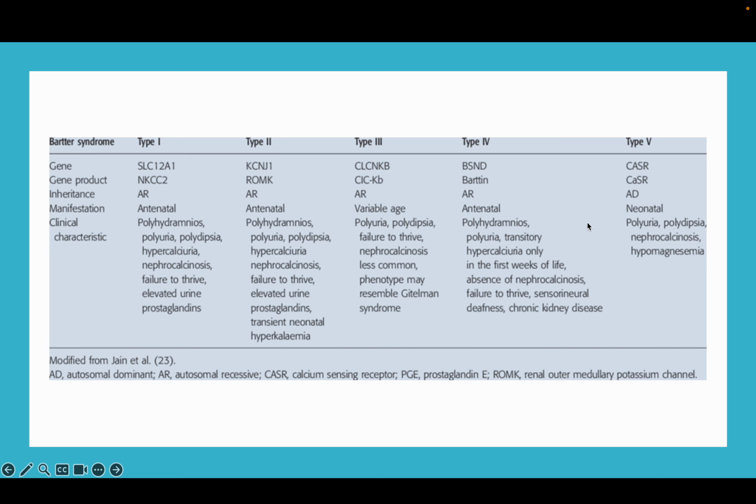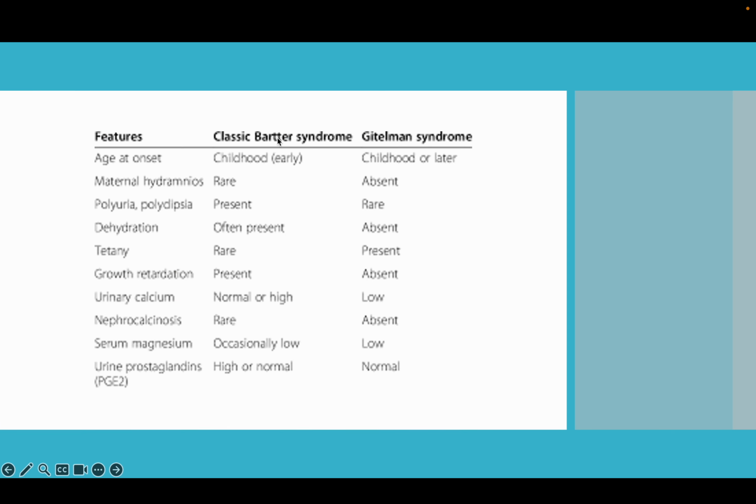And type 5 is the only autosomal dominant; all the others are autosomal recessive. So these are the differences between classical Bartter and Gitelman. Bartter is due to the thick ascending loop. Gitelman is a sodium channel. Gitelman generally presents in adolescence, whereas classical Bartter generally presents in early childhood or infancy.